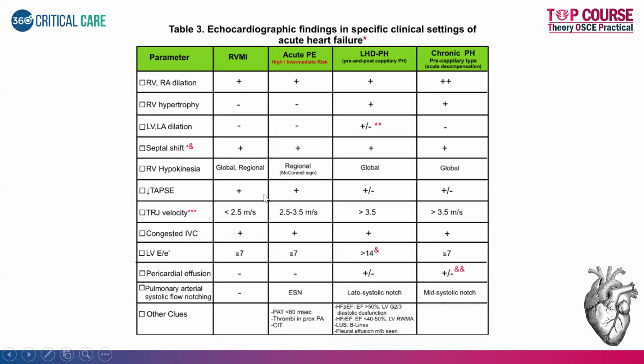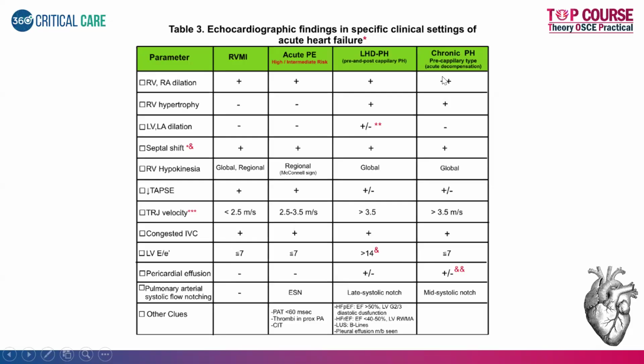RV hypokinesia can be global or regional. In acute PE, it's regional, and the sign most commonly seen is the McConnell sign, with apical sparing. TAPSE I'll be discussing further in the coming slides, as well as the IVC parameters. Because of congestion and a failed RV, the IVC is usually dilated, probably more than 2.2. This is something we need to keep in mind. Presence of pericardial effusion is usually seen in chronic states as compared to acute states.